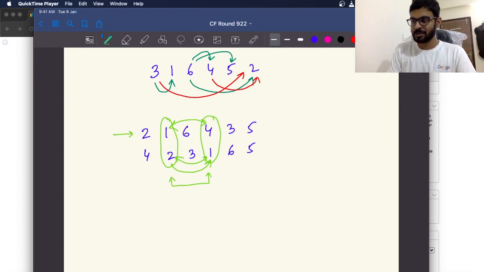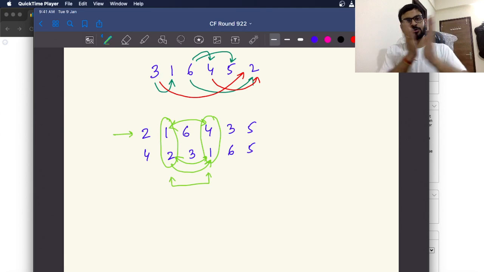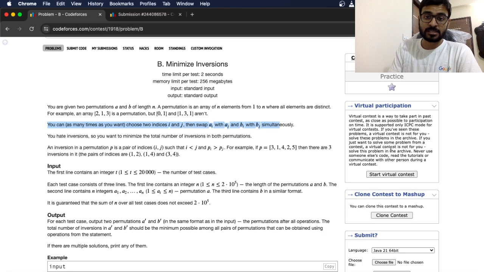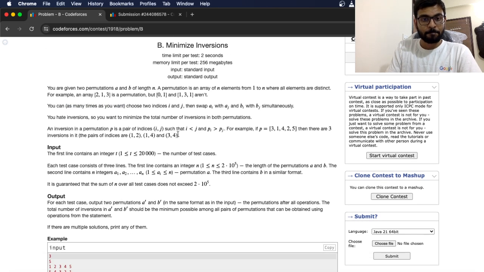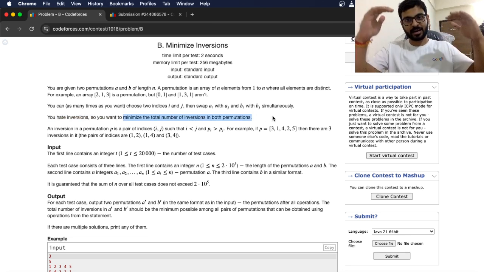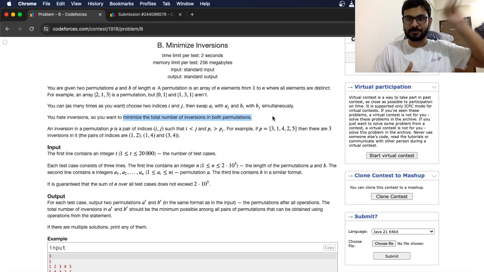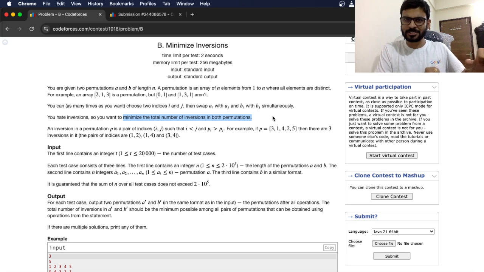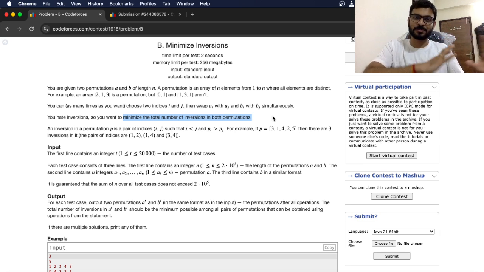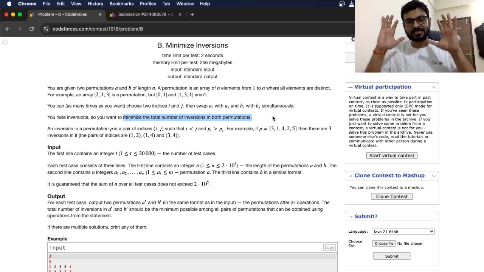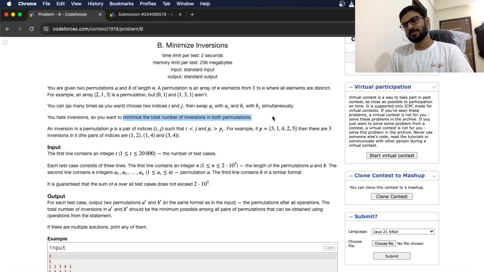That is given in the question. So you can choose two positions and you have to swap those elements at both A and B. And as a result of these operations, which you can do as many times as you want, you have to minimize the total number of inversions in both permutations. So at the end, your permutation A will have some X inversions, permutation B may have some Y inversions. Your task is that X plus Y should be as minimum as possible. It's not necessary for one to be as minimum as possible. The sum should be as minimum as possible, and there can be multiple answers possible. So you have to do this.